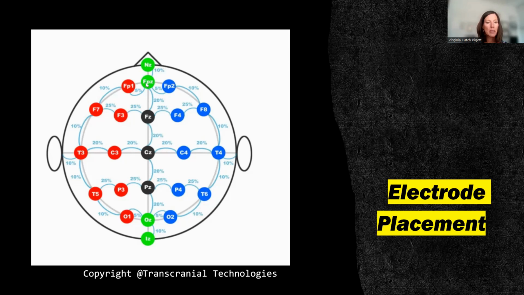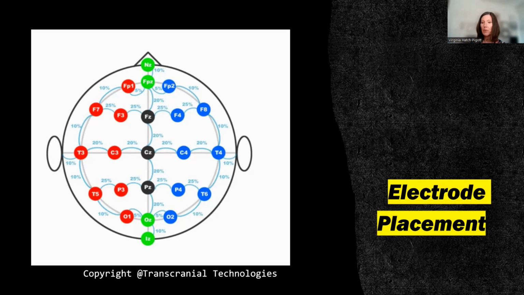So you take a measuring tape and you measure from the nasion to the inion, and then multiply it times 0.1, and that distance would be the distance between the nasion and FPZ. And then another 20% of that distance would be where the electrode FZ goes. Another 20% would be CZ, another 20% PZ, another 20% OZ, and then that only leaves 10% left to get to the inion, again, the small knob at the very posterior part of your skull.